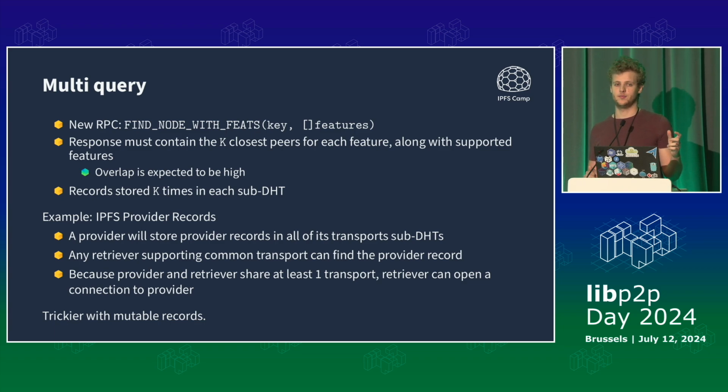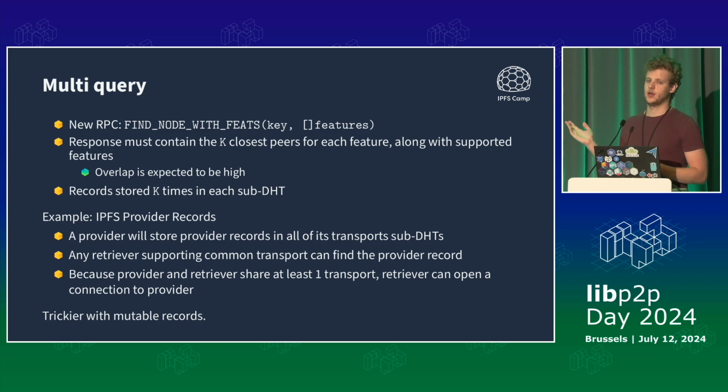The way the find node RPC works is that you just send somebody, hey, I want to know closer peers to this key. And the peer will look up in its routing table and return you closer peers. Now, what we add, in the find node with feats, is a list of features. So say I'm using IP4 and IP6 WebRTC. I tell the node, okay, now give me the closest nodes that you know that are running IP4 WebRTC and IP6 WebRTC.